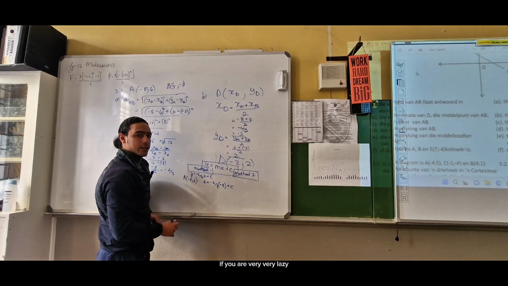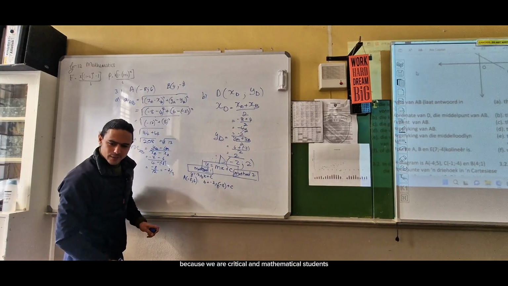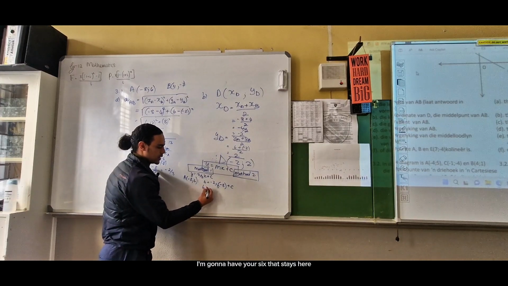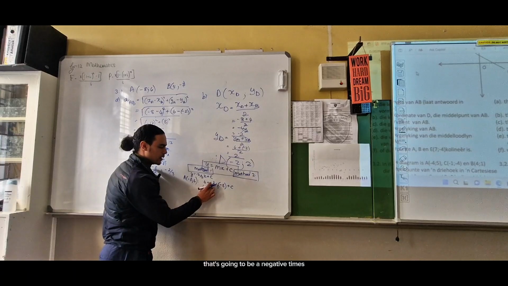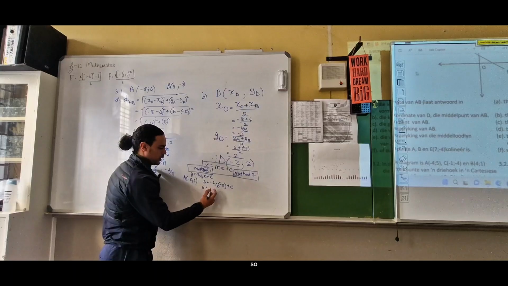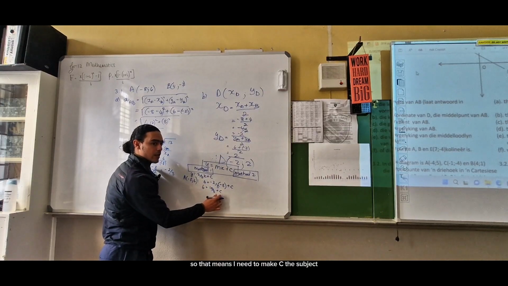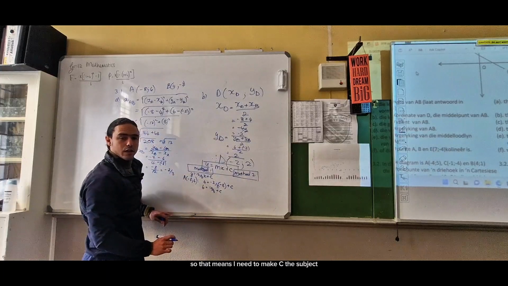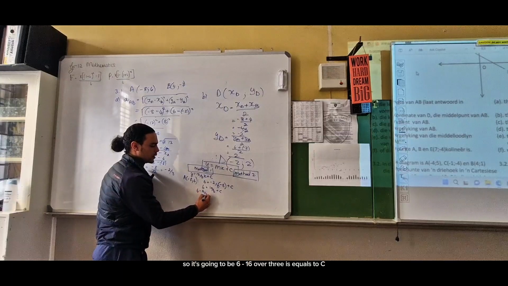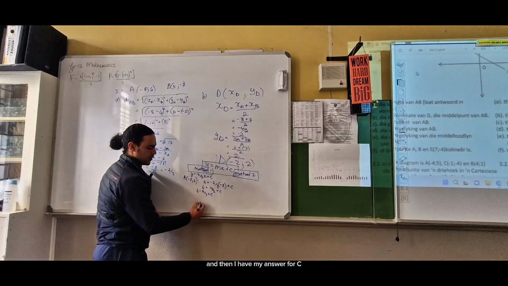If you are very lazy, you can do this on a calculator. But let's do it without the calculator because we are critical and mathematical students. The 6 stays here. I'm going to simplify that quickly: a negative times a negative is a positive, so that's 8 times 2, and the answer is 16 over 3 plus c. But I want to solve for c, so I need to make c the subject. I take the 16 over 3 to this side: 6 minus 16 over 3 is equal to c. I just need to solve this, and then I have my answer for c.